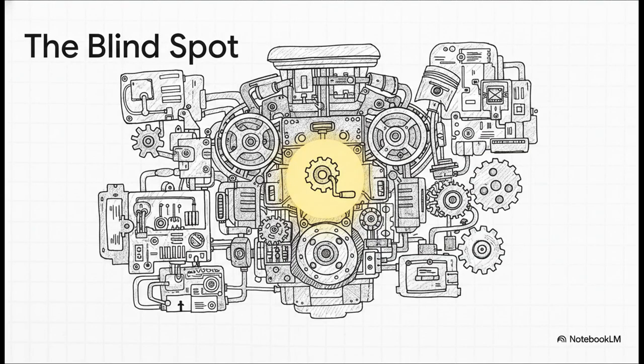Right, so attention is just one component. The model is also running these massive calculations in its feed-forward networks. It's doing layer normalization to keep things stable. And it's using these things called residual connections to pass information along. All this other stuff is happening under the hood, and standard attention maps miss all of it. It's literally like trying to figure out how a car works by only looking at the steering wheel.